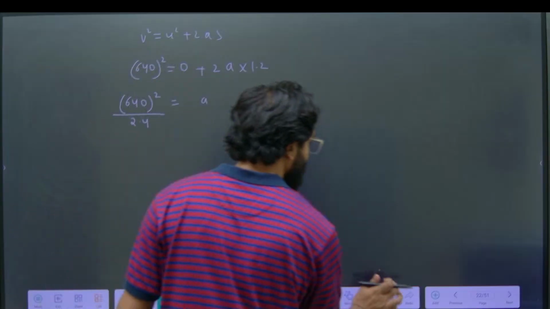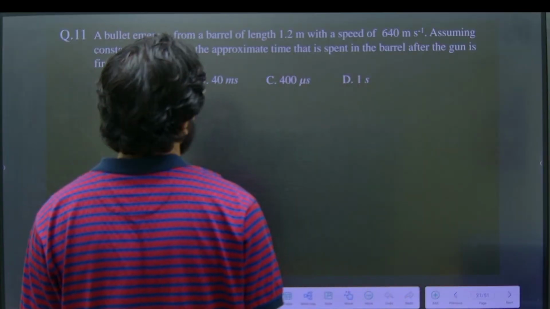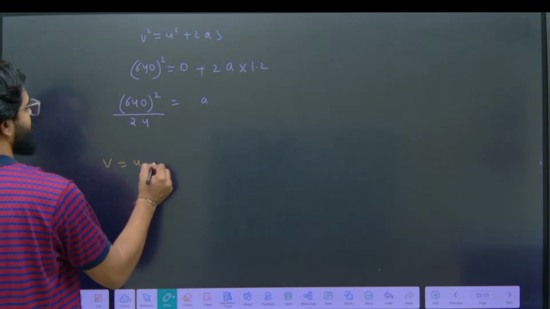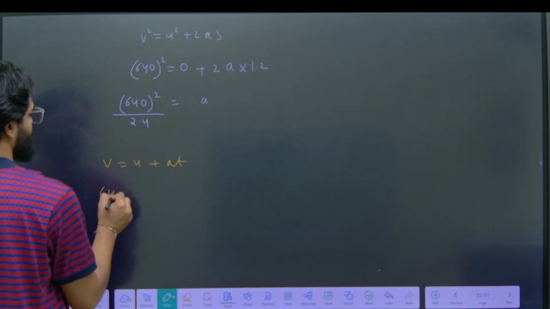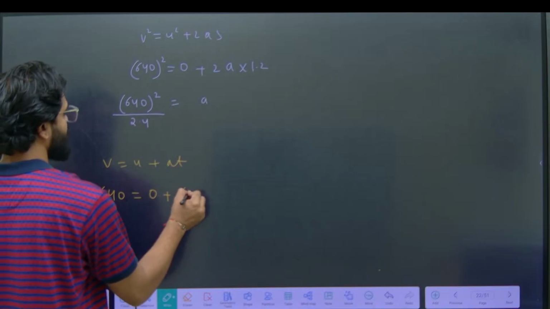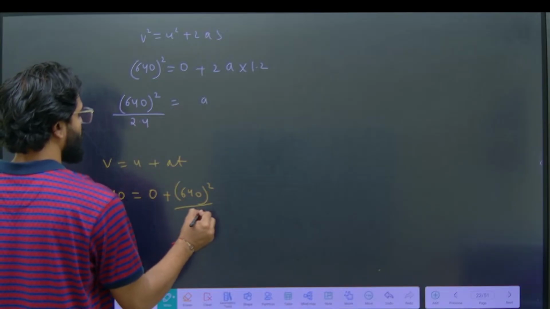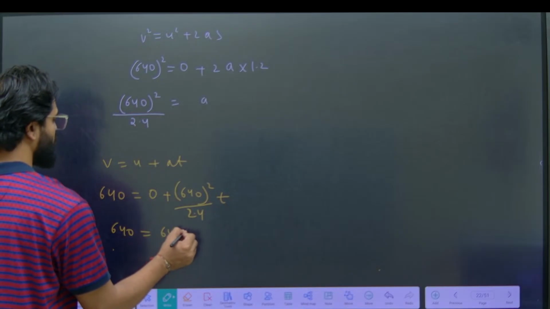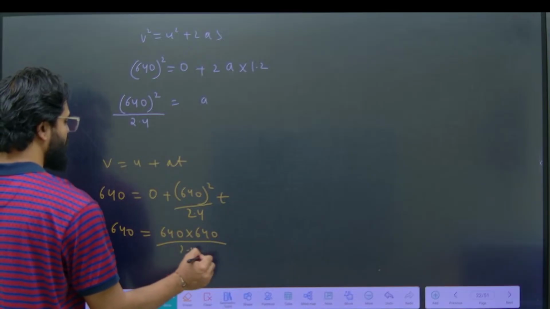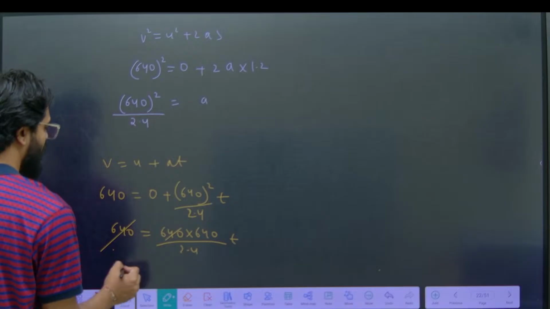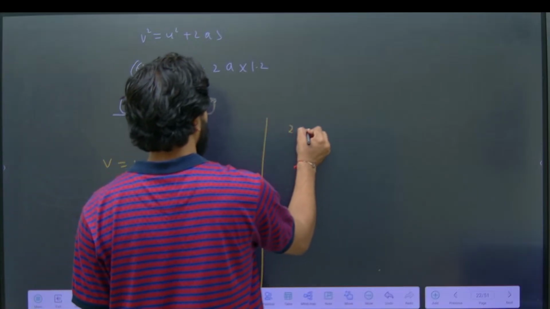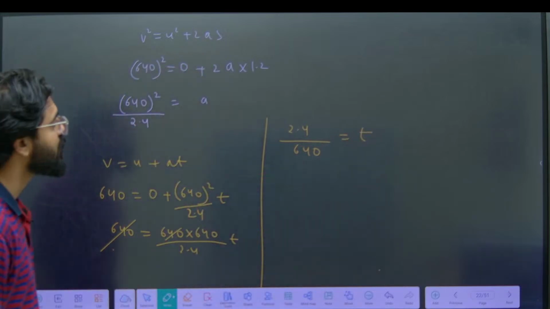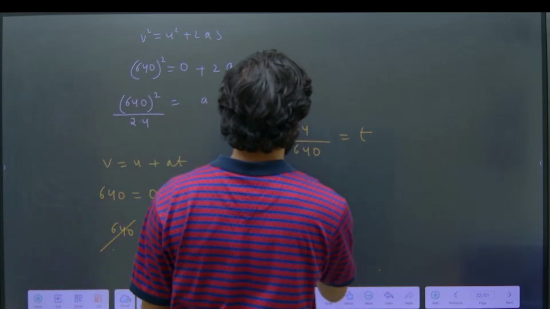So after that, acha, they are asking time. Okay. How much time it will take? So V equals u plus at, khatam. So final velocity 640, 0 plus 640 square upon 2.4 into t. So this is what they are asking, guys. So 640 into 640 upon 2.4 into t. So answer is coming out as 2.4 upon 640 equals to t. Yes. Oh Lord, why are you making?